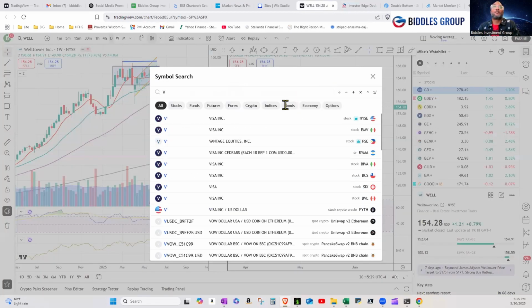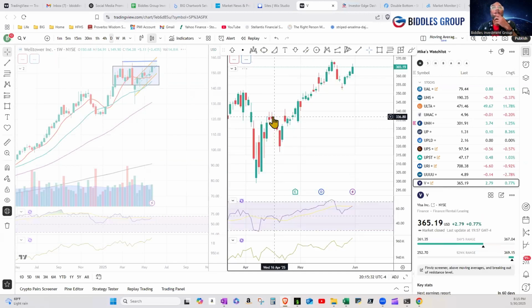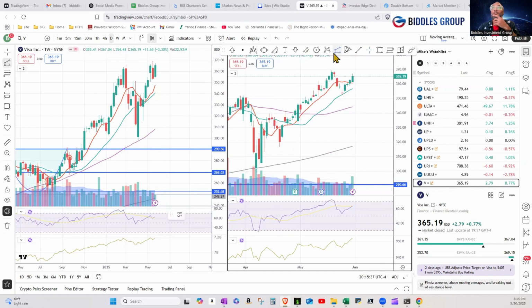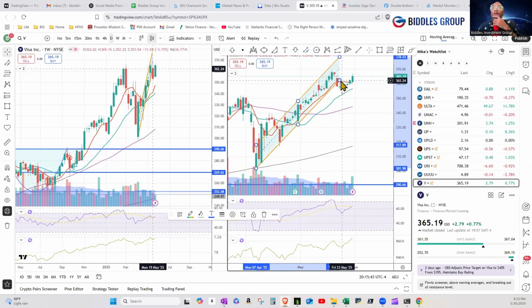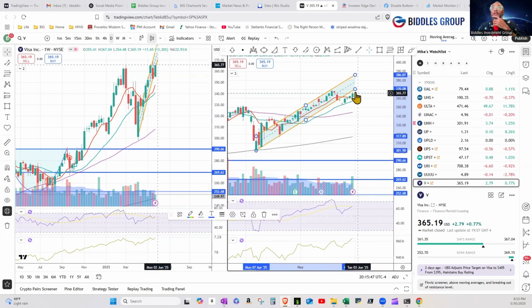Visa. So these might have broken out. Let's see. Hopefully they didn't. Yeah, that's going. That's going. We can throw a parallel channel on that. It broke it, but now it's trying to get back in that channel. So this actually might be a reasonable price.